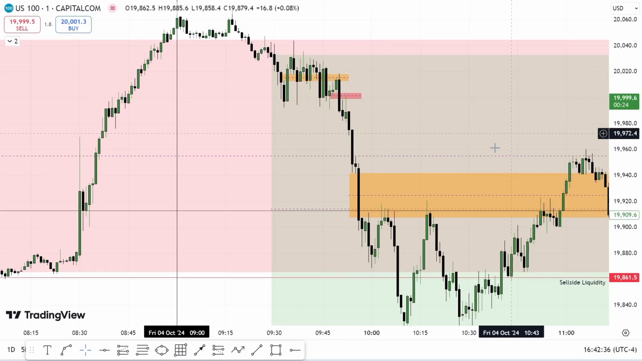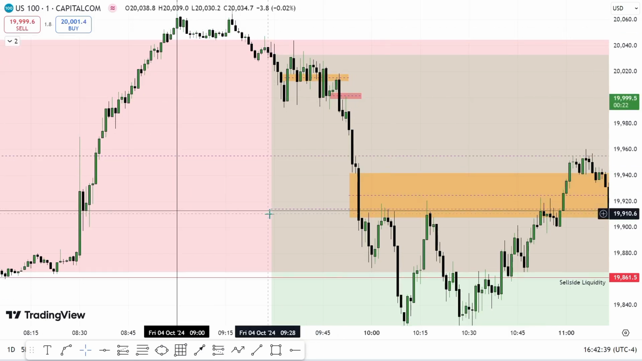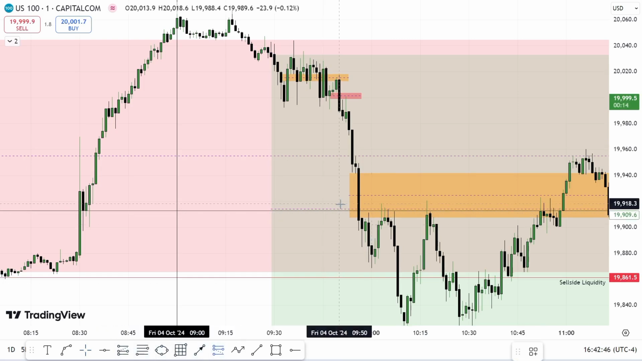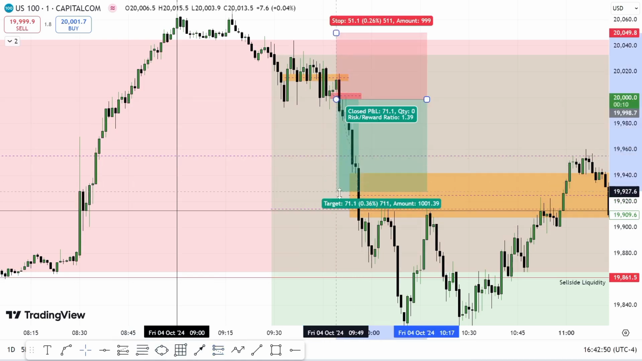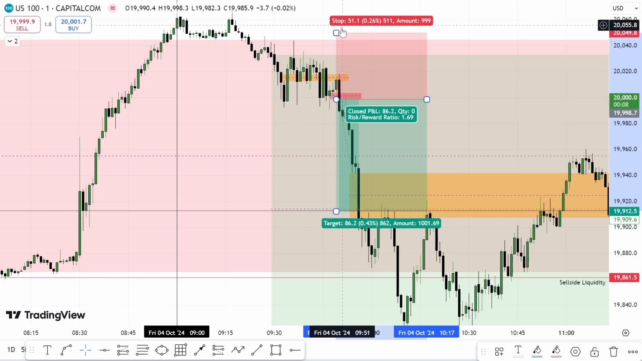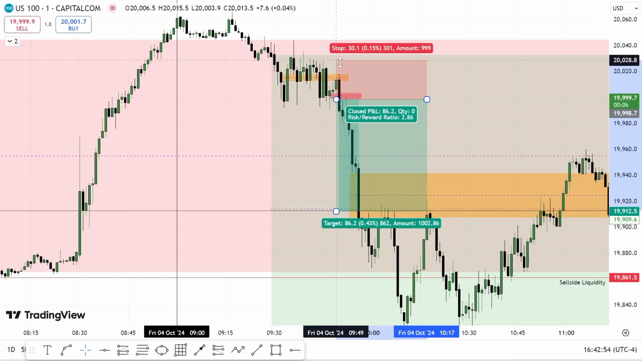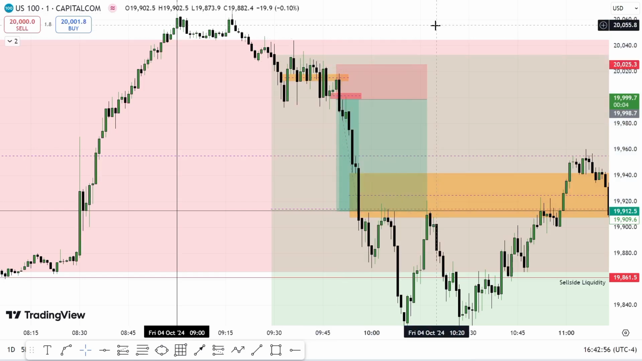So I got out at the midpoint of this opening range gap. I should have held, but I was just okay with that today. So I got out at this point here. My stop loss was just above here. So this was the sell that I took.